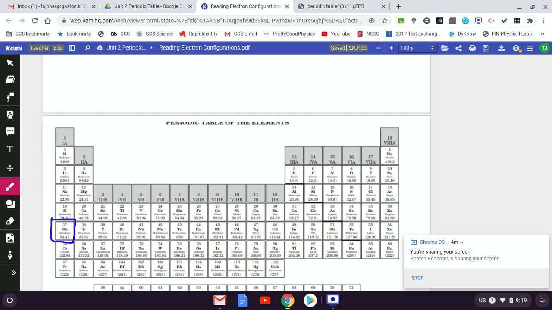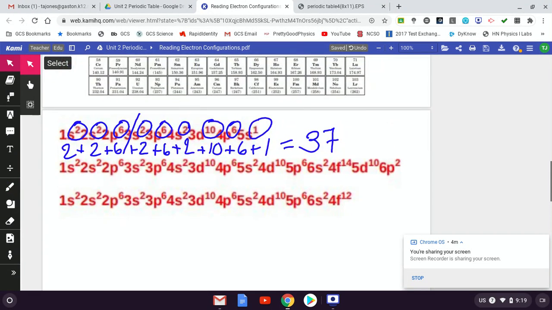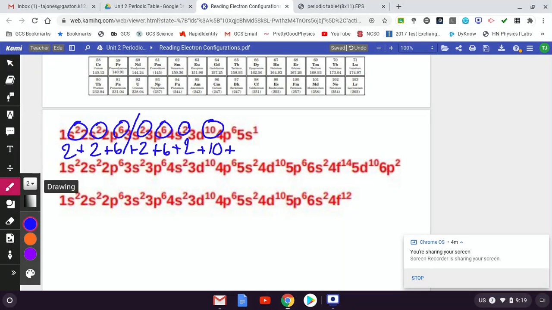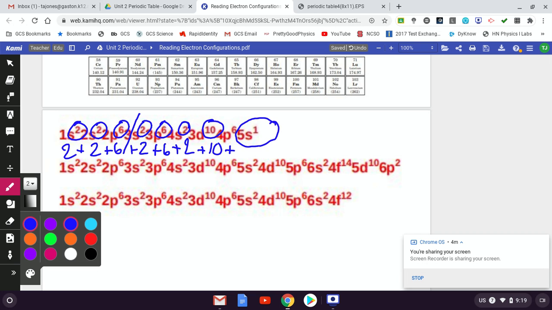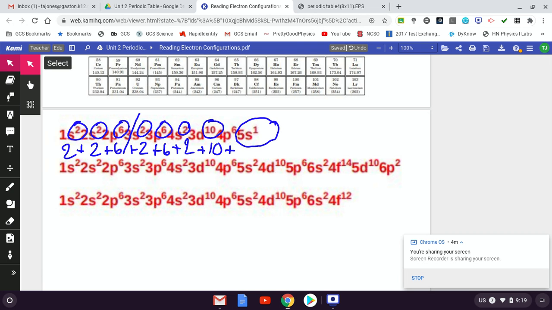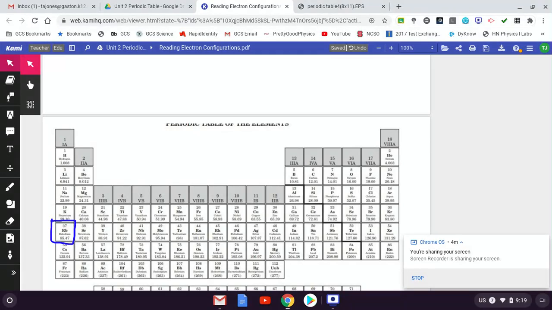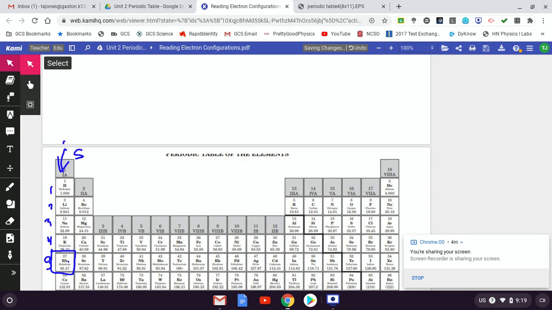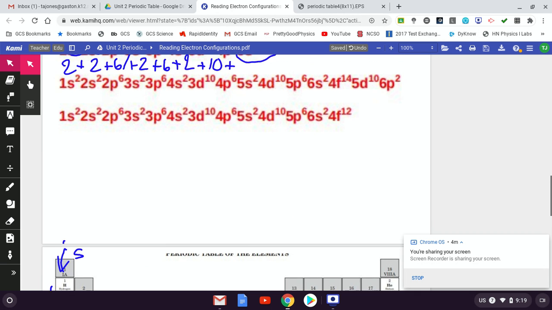There's number 37. Is there a way that we can check our work this way? Yes, come on back up. And look at this, let me erase a little bit so you can see it better. If you look at the end of it, it ends with 5s1. So if we go to our periodic table, we find fifth period, 1, 2, 3, 4, 5. It's in the S block, and it's the first element. So that's a way we can check work on this kind of problems.